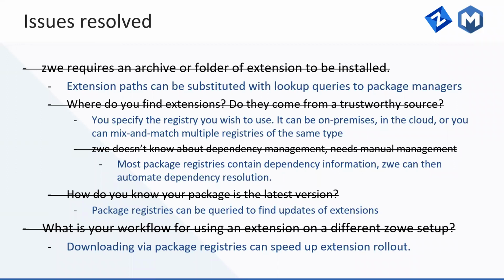NPM at the very least, among other package managers, can be queried to find out if there are updates available. So after you have installed something, you can run the npm upgrade command, or sorry, the ZWE upgrade command to see if there's anything available, and then commit to it if you want. There are dry run modes. And finally, if you have a workflow where you need to install a whole bunch of extensions and slightly different Zowe setups, hopefully we find that these component installation commands will make that whole task easier because it will result in fewer manual steps needed.